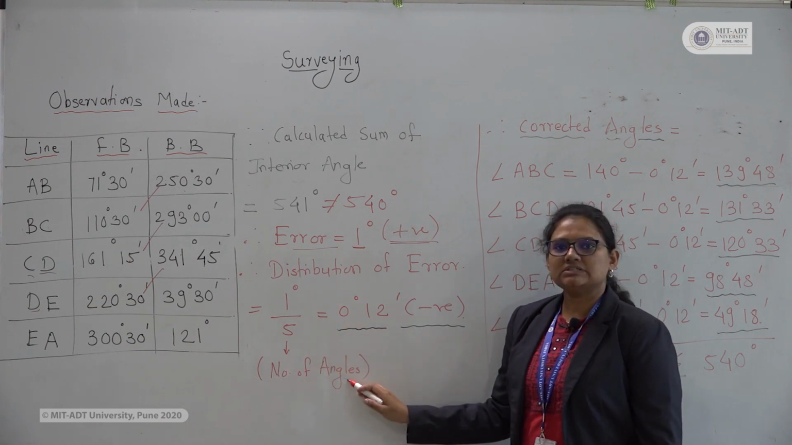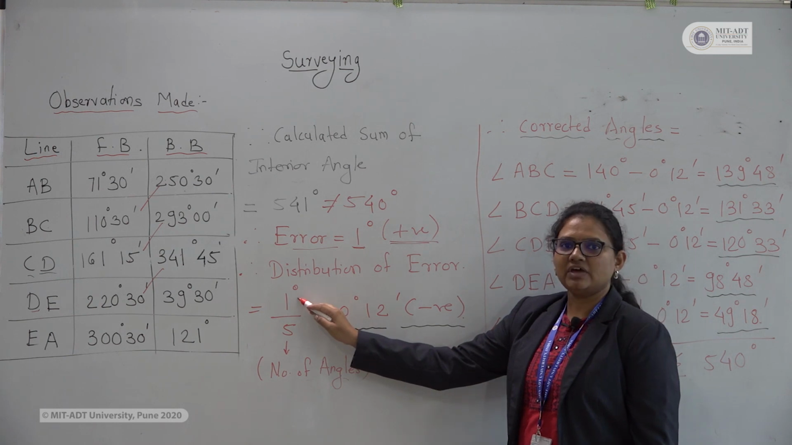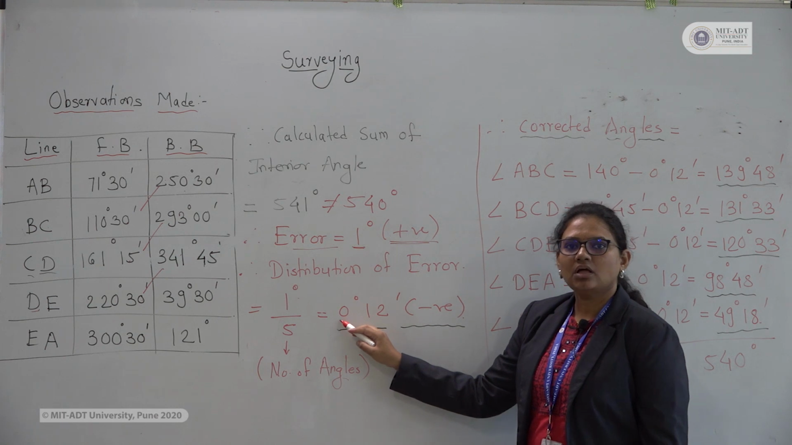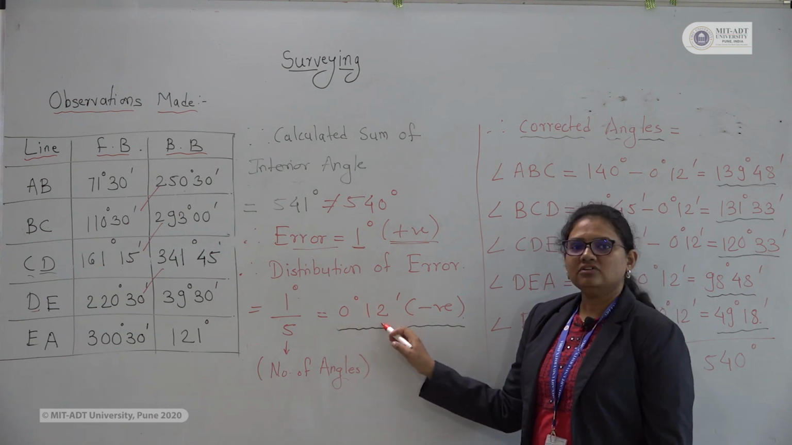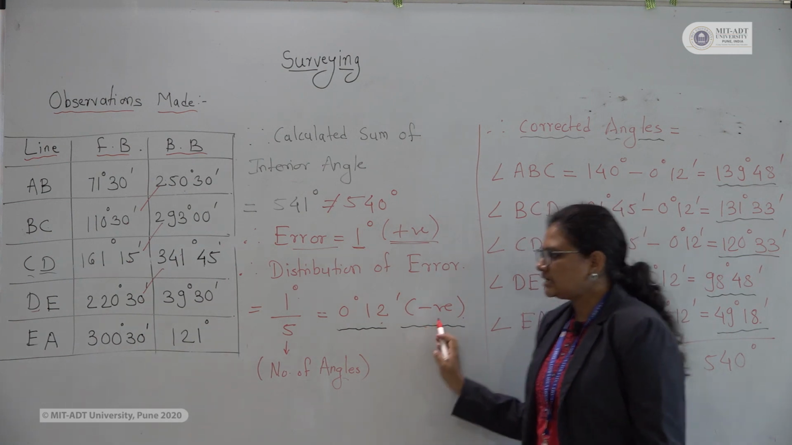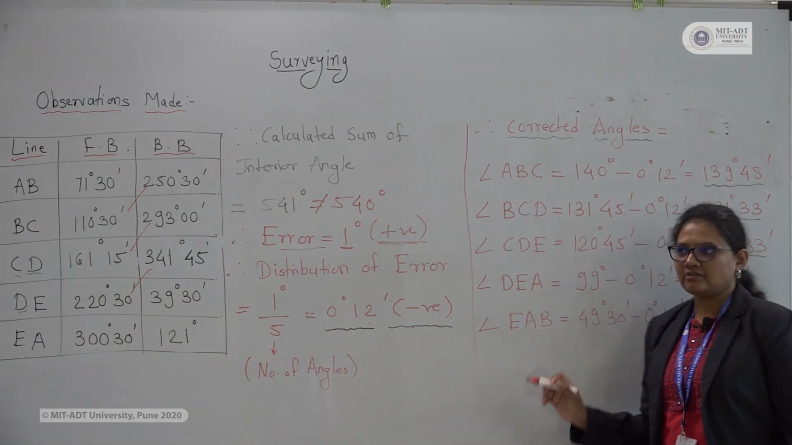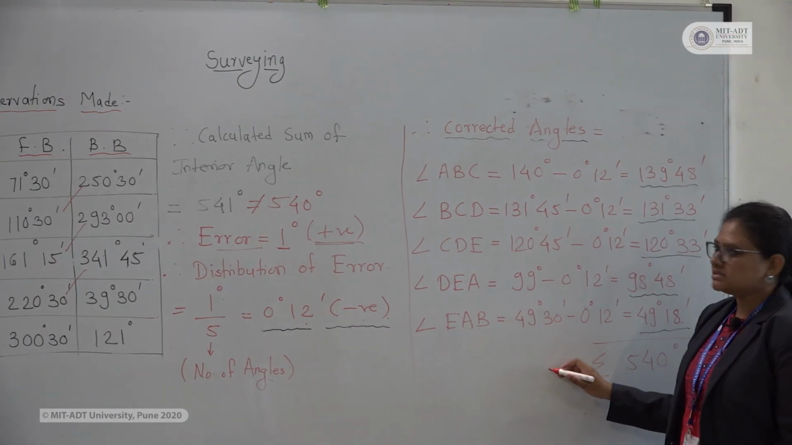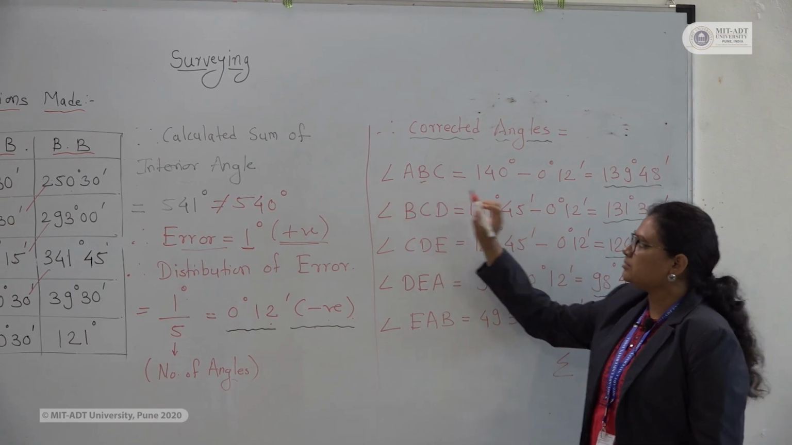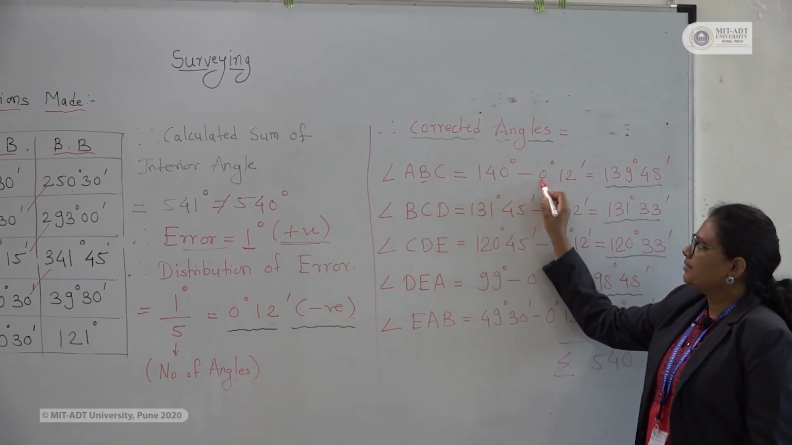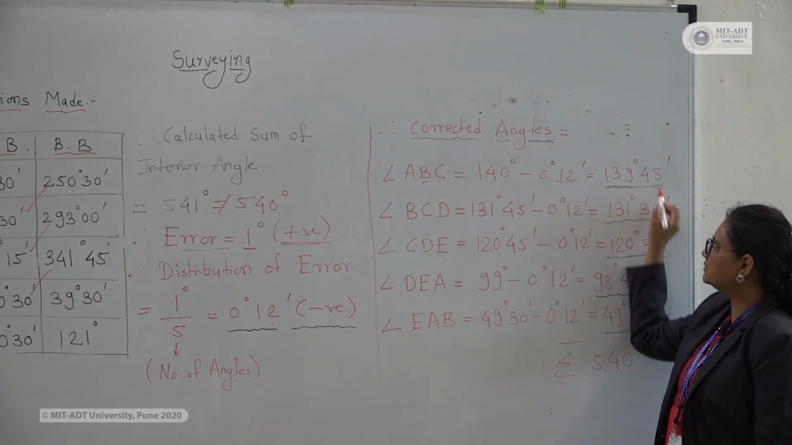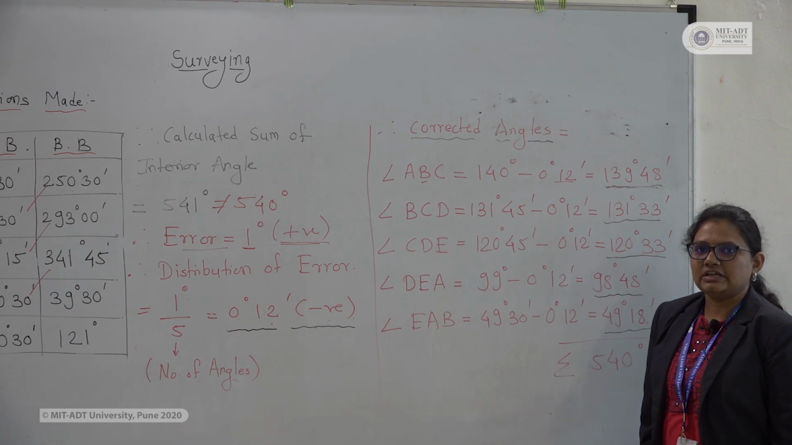As 5 is the number of angles and 1 degree is our error, we have to distribute this error among all the angles by 0 degree and 12 minutes, and the sign of distribution will be negative. Similarly, by applying this correction to the included angles we have calculated, the corrected angle ABC, that is angle B, is equal to 140 degree minus 0 degree 12 minutes. So this will be our error correction. The included angle will be 139 degree and 48 minutes.